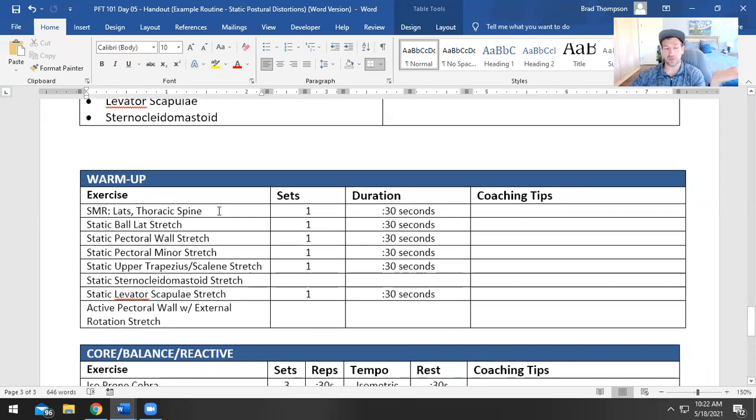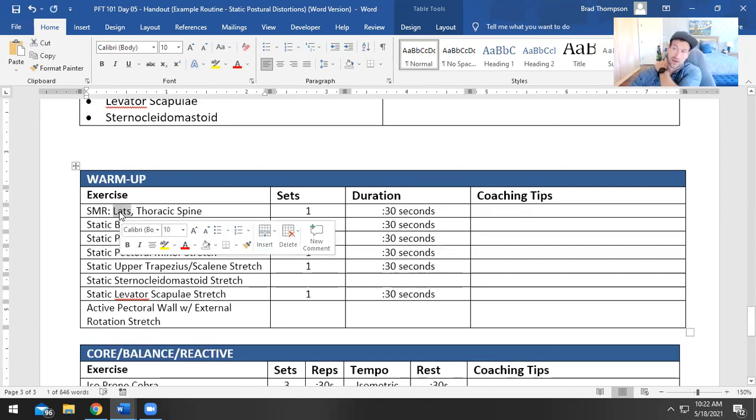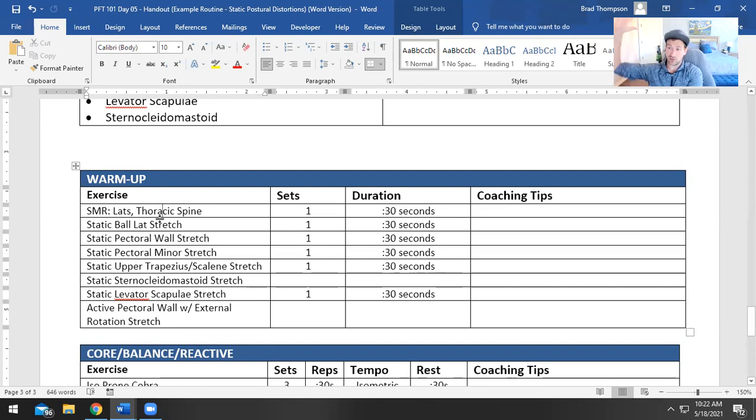So really here for the foam rolling with rounded shoulders, the only ones we really need to do are the lats and the thoracic spine, right? Then we need to stretch out that lat. We need to stretch out the pectorals. We need to stretch out the upper trapezius, the levator scapula, the sternocleidomastoid, right? We need to get all three of those major neck muscles.